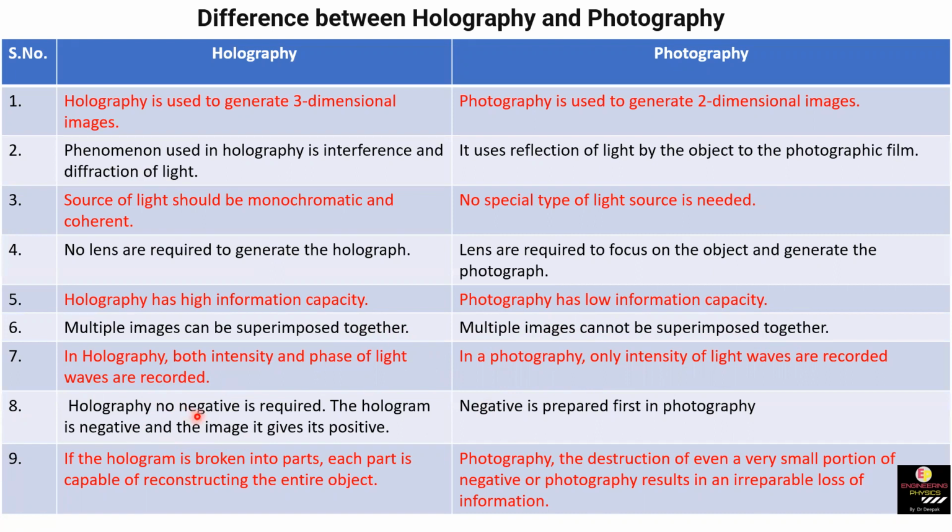In holography, no negative is required. The hologram is a negative and the image it gives is positive. But in the case of photography, early in the years of 1960, 70 or 80, we require a negative to produce the photograph. So the negative is prepared first in photography. If we break a hologram into different parts, each part is capable of reconstructing the entire object. But in the case of photography, if a very small portion of a negative is destroyed, the result is an irreparable loss of information.